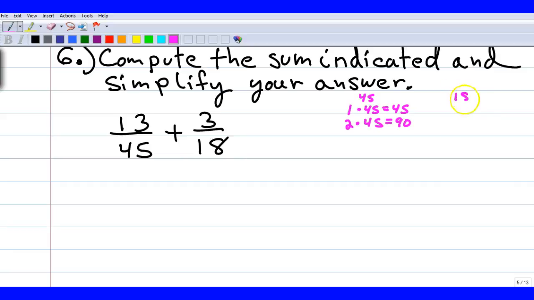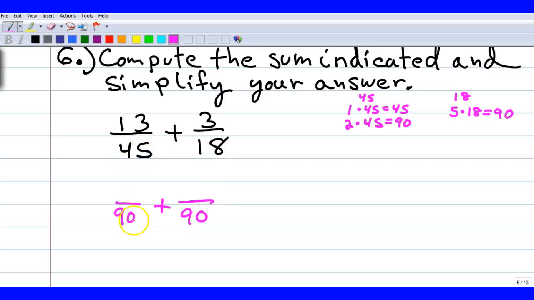So I'd come over here and do the same thing with the 18. As I listed down, I'd end up finding out the 18 also has a multiple that comes out to 90. That number is 5 times 18, which equals 90. So my common denominator is going to be 90 here. So I'll write a 90 in.